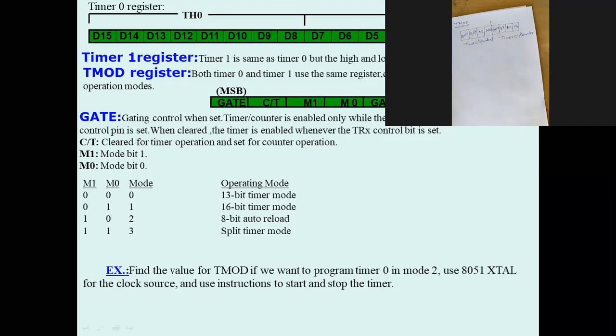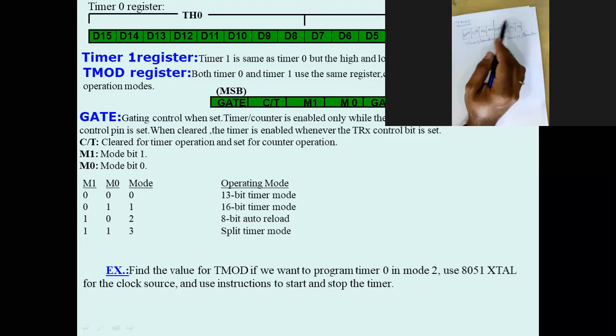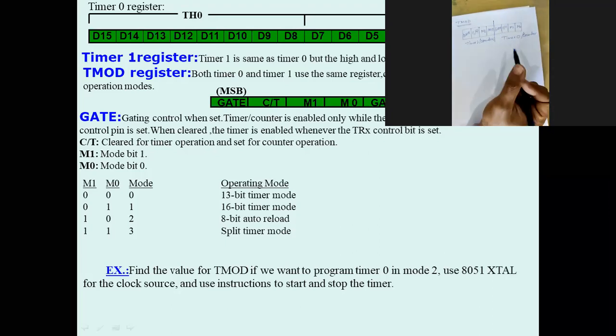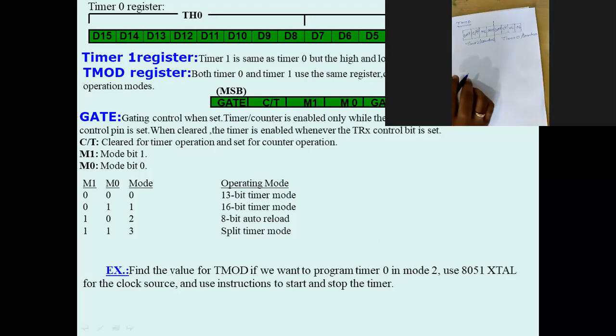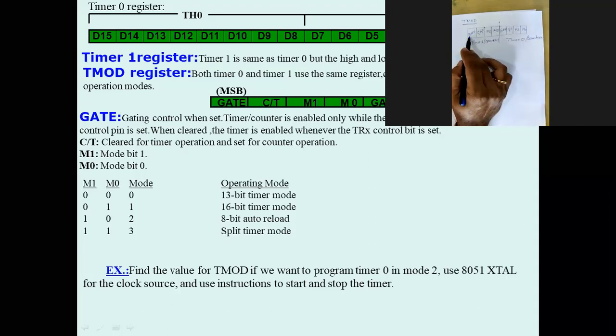Whenever timer 1 or counter 1 comes into play, these upper 4 bits will be taken, and the lower 4 bits will be taken when the timer 0 or counter 0 operation is going on. Clear? Now, what is the function of this particular gate, C/T bar, M1 and M0? We are coming to that. This gate operation, when this is set, the timer or counter is enabled.